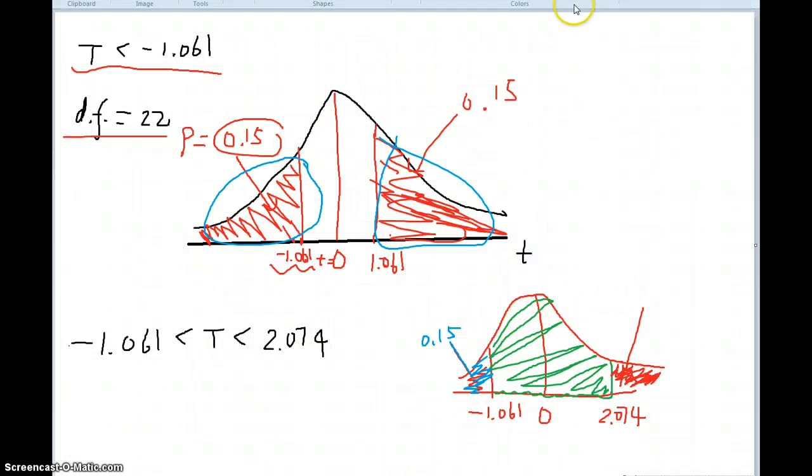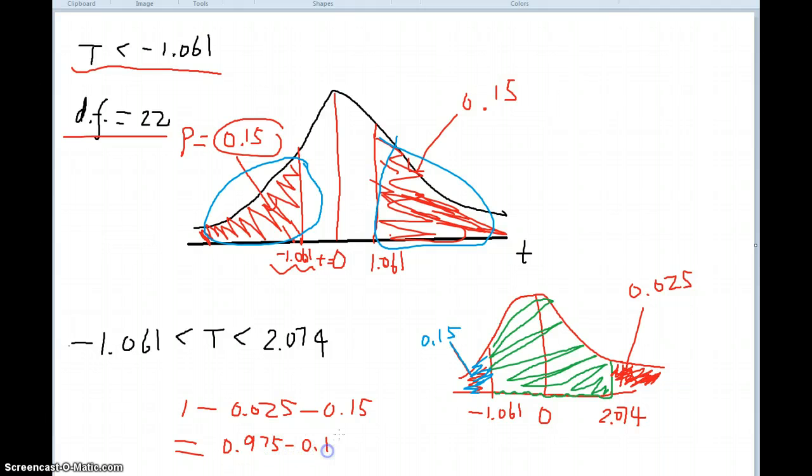So 0.025, and we want the green area. For the green area, we would do 1 minus 0.025, that's the red area, and minus the blue area, 0.15, and this will be the area of the green area. So we will get 0.975 minus 0.15, which equals 0.825. So the probability for the green region, or you can say the area under the curve of this green area, is 0.825.